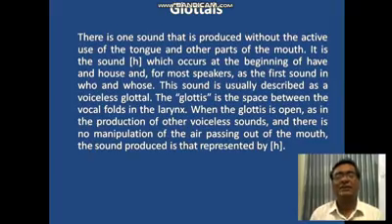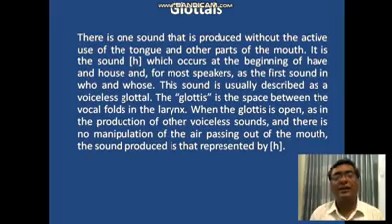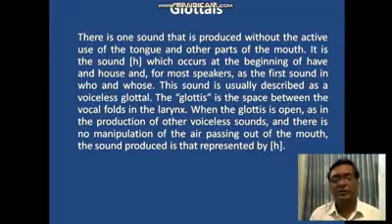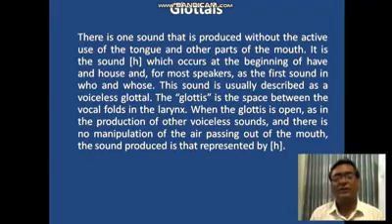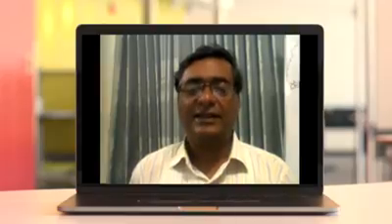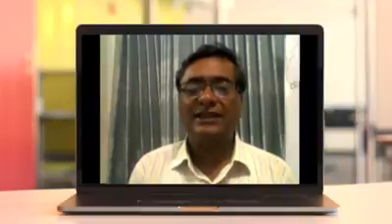This sound is usually described as a voiceless glottal. The glottis is the space between the vocal folds in the larynx. When the glottis is open, as in the production of other voiceless sounds, and there is no manipulation of the air passing out of the mouth, the sound produced is that represented by h, as I have already said. Now, where is the glottis? Just behind the tonsil, the area is known as the pharynx. Just below the pharynx is the larynx. So this sound originates in the larynx.